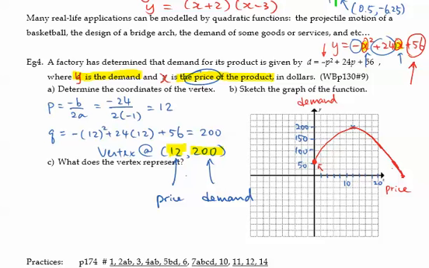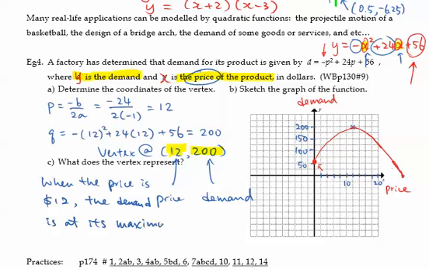The peak of the graph means the maximum demand. The most demand at this point. And it happens when the price is 12. So when the price is $12, the demand is at its maximum at 200 units.